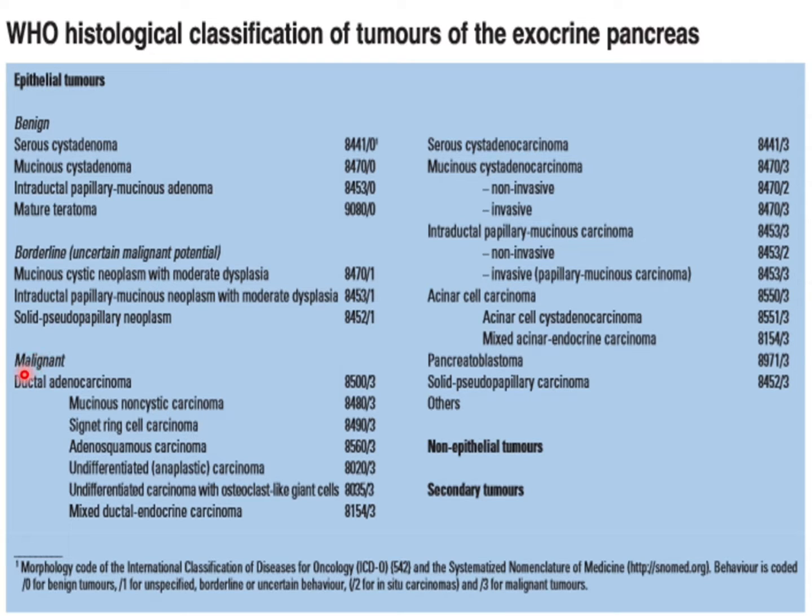The malignant tumors: the commonest malignant tumor is the ductal adenocarcinoma, with its variants here. The mucinous non-cystic carcinoma, signet ring cell carcinoma, adenosquamous carcinoma, undifferentiated anaplastic carcinoma, undifferentiated carcinoma with osteoclast-like giant cells, and mixed ductal endocrine carcinoma. Here there is also the serous cystadenocarcinoma, the mucinous cystadenocarcinoma, the intraductal papillary mucinous carcinoma, the acinar cell carcinoma, pancreatoblastoma, and solid pseudopapillary carcinoma. These are the malignant tumors in the exocrine pancreatic tissue.